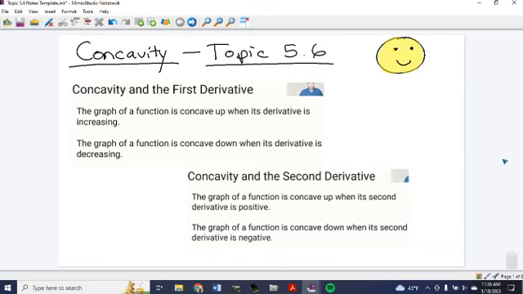All right, good morning, everybody. Today we're going to start talking about concavity, which is topic 5.6 in our AP sequence. And I just want to go over a couple of our first important statements about concavity.